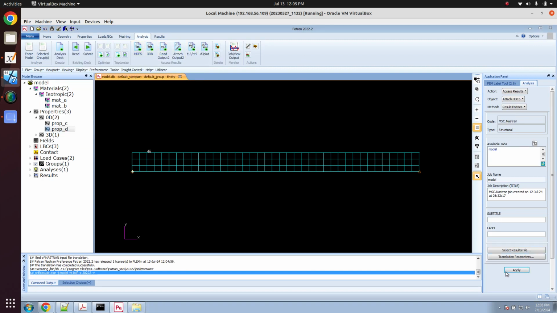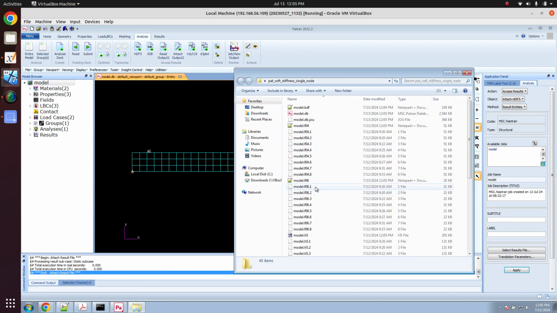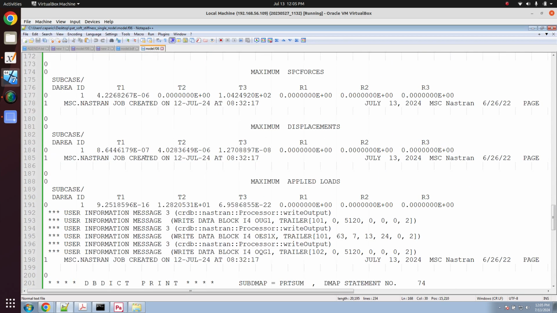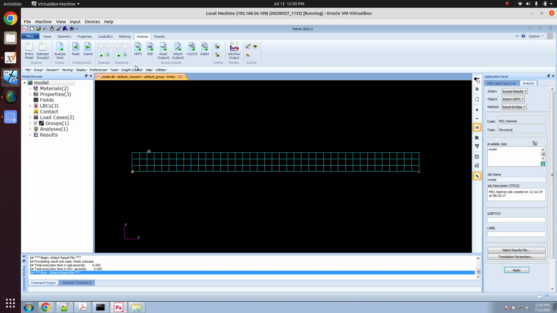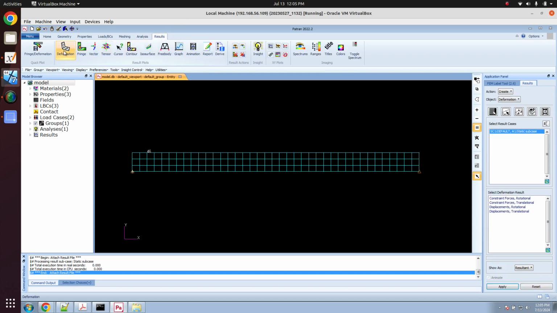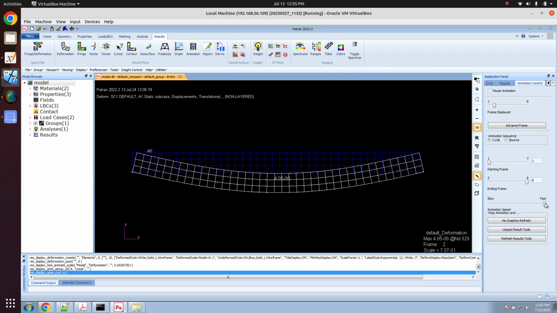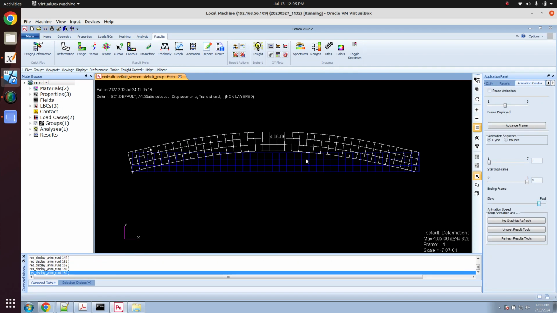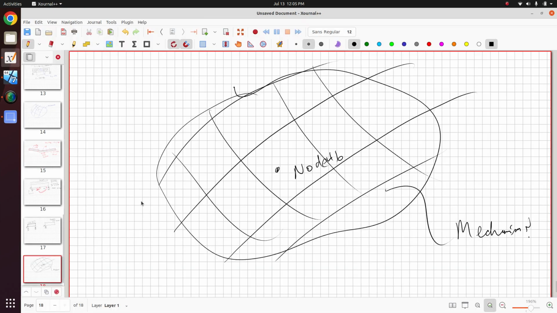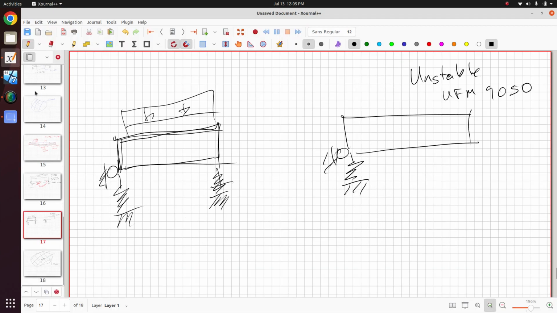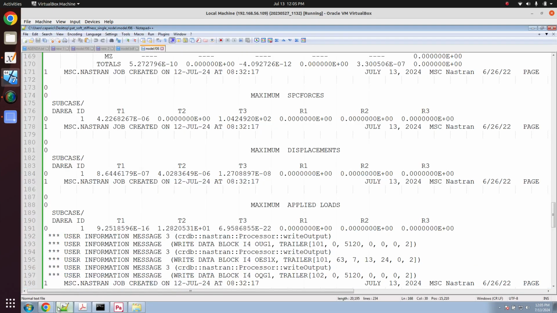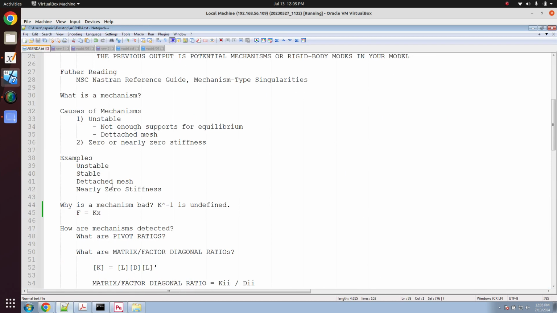And let's go ahead and attach the results. And then if we open the F06 file, you notice that the UFM 9050 is no longer here. So now we can actually import the results and look at our deformed shape. So this is our deformed shape for this example. Okay then, so I think that was the last example on the agenda.